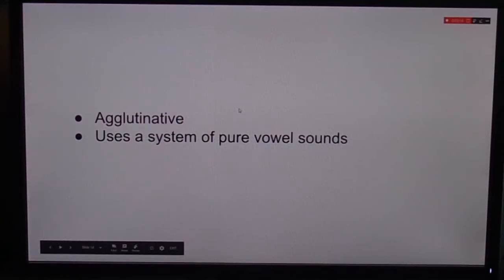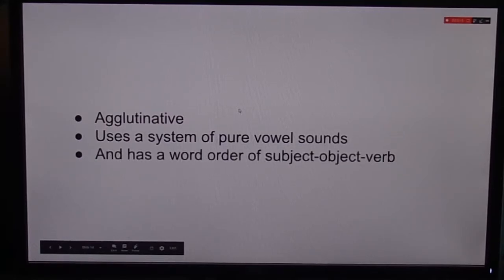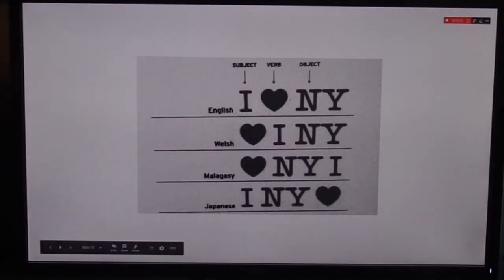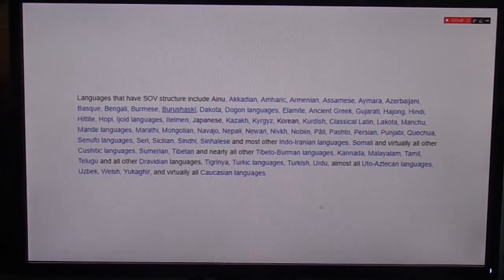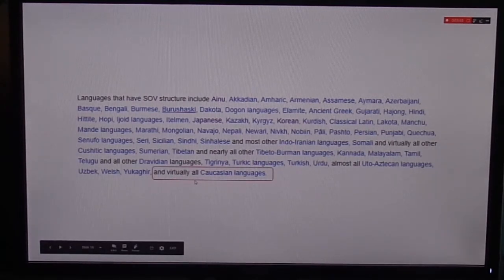Japanese also has a word order of subject, object, verb, where the subject, object, and verb come in that order, which this chart nicely explains. In English, we have an order of subject, verb, object: I love New York. But in Japanese, it's subject, object, verb: I, New York, love. This pattern of word organization is common in other languages, such as Sanskrit, Hindi, ancient Greek, Latin, and many more.